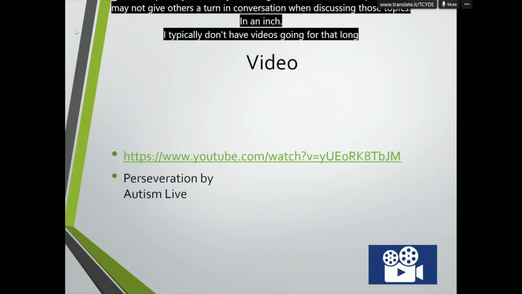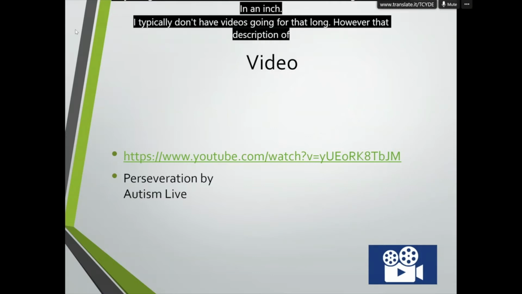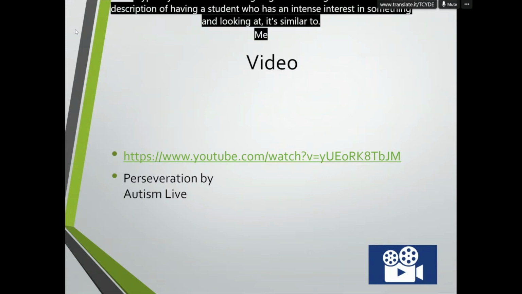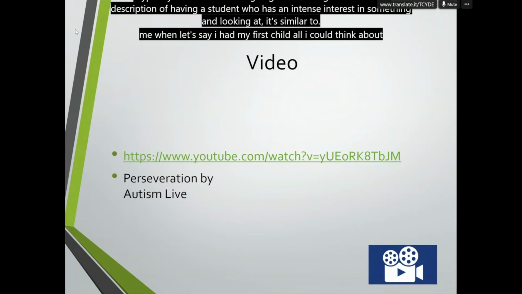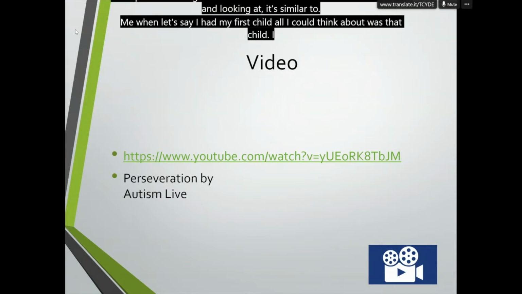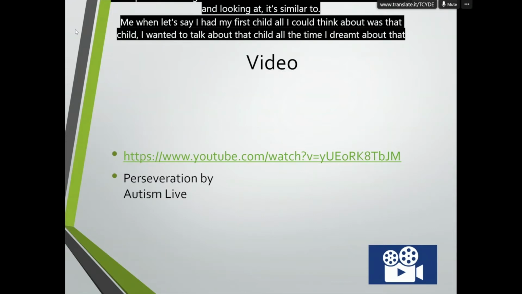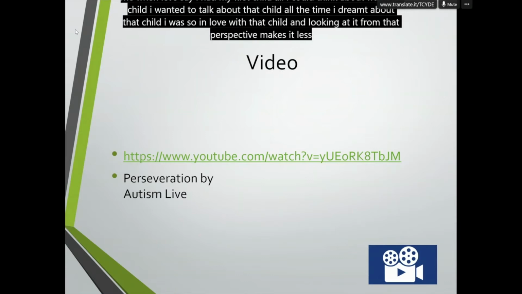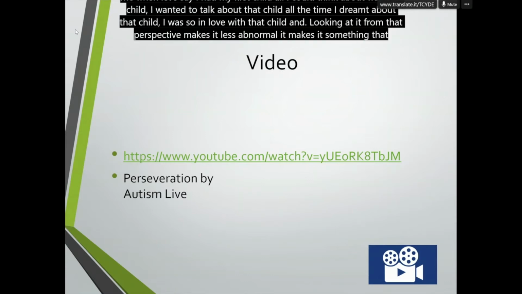However, that description of having a student who has an intense interest in something is similar to me when, let's say, I had my first child. All I could think about was that child. I wanted to talk about that child all the time. I dreamt about that child. I was so in love with that child. And looking at it from that perspective makes it less abnormal. It makes it something that actually could be viewed as a positive.